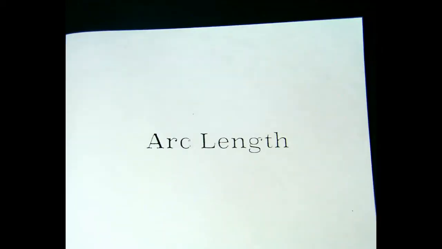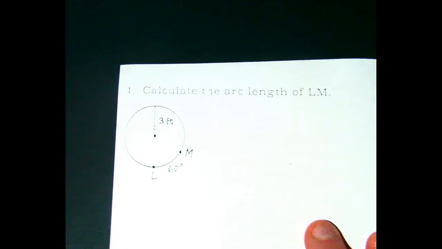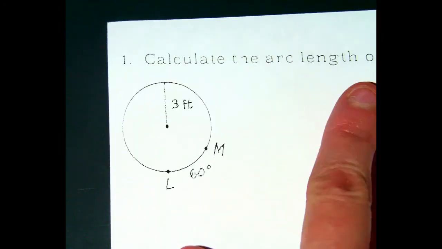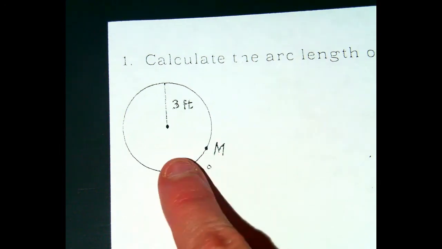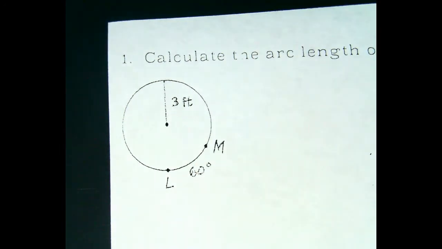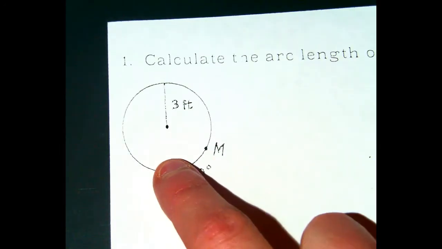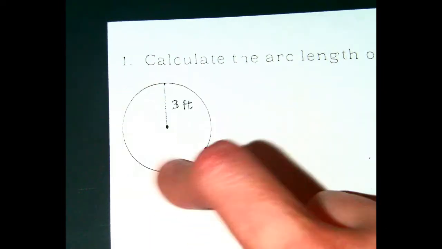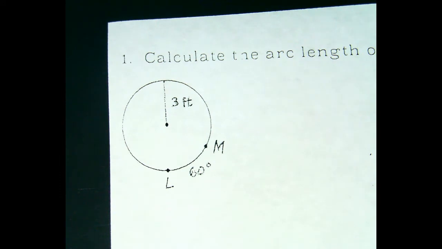Arc length. Before we get to the formula, I just want to show you what arc length is talking about. This one says find the arc length of LM. This piece right here. We're looking for the piece around. What is that called? It's circumference.